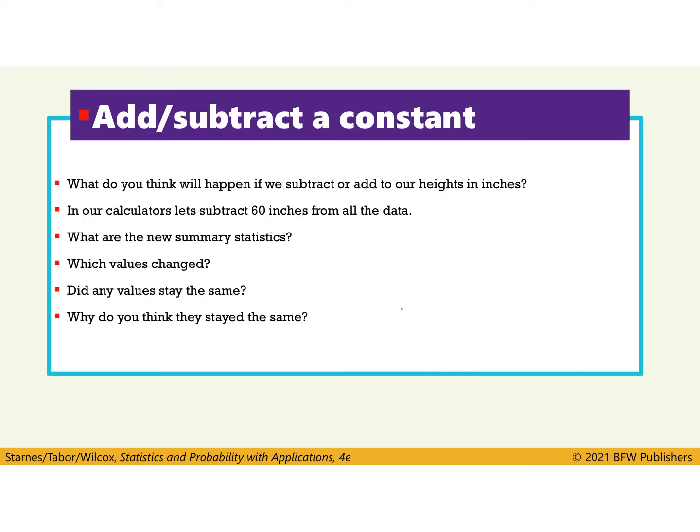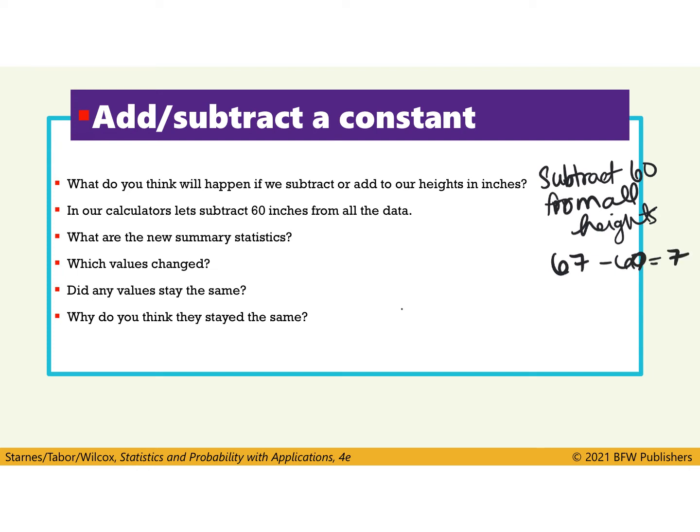So now what we want to look at is what happens when we add and subtract a constant. What do you think might happen to our height in inches? Let's say we decide we want to know how much taller or shorter you are from 5 feet. So we're going to subtract 60 from all of our heights. That makes my height of 67 inches a value of 7. What do you think is going to happen to our statistics? Stop to think about that for a sec.